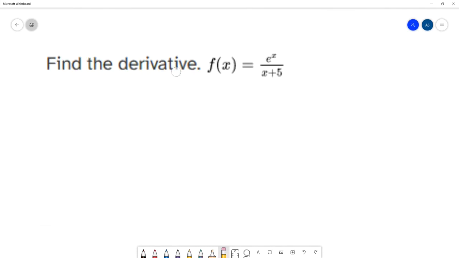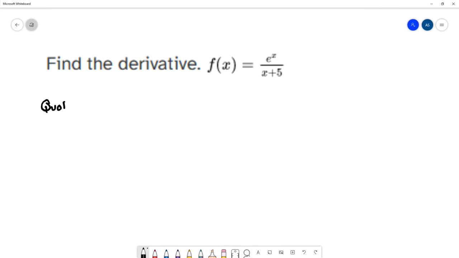We want to find the derivative of the function f of x equals e to the x over x plus 5. Before I start calculating the derivative, I want to think about what rules I might be using. The first thing I notice is this fraction bar here. So I might need to use the quotient rule, which deals with fractions.